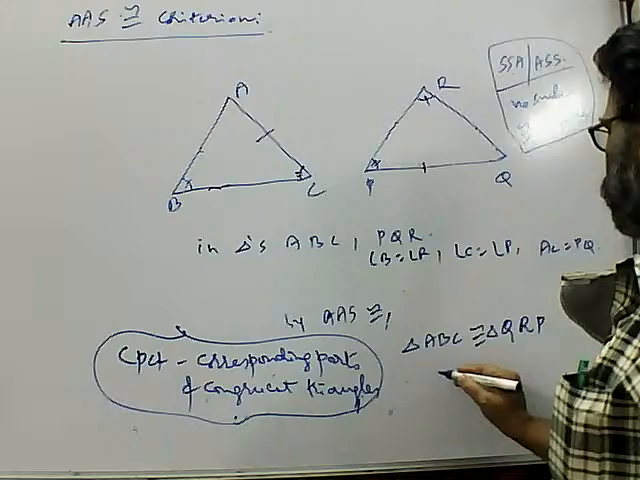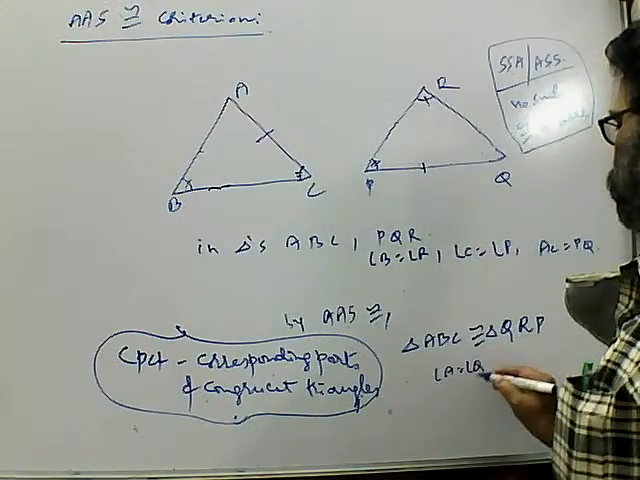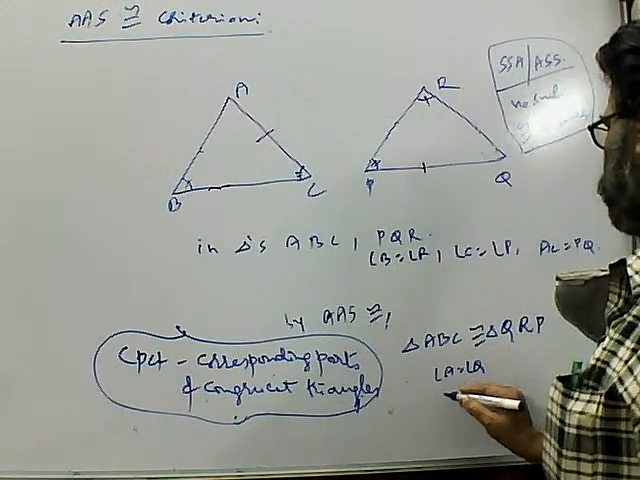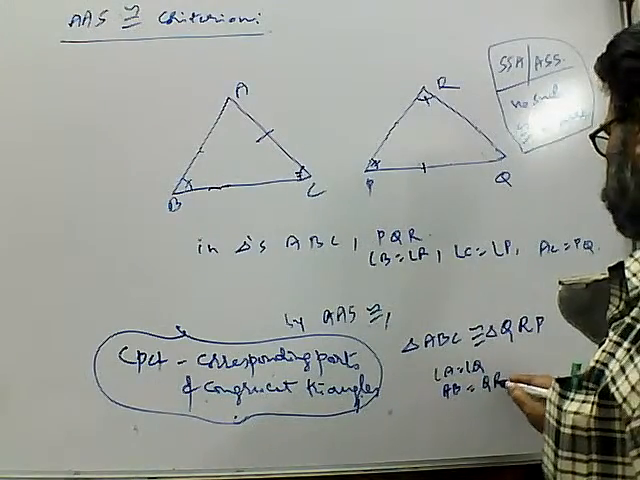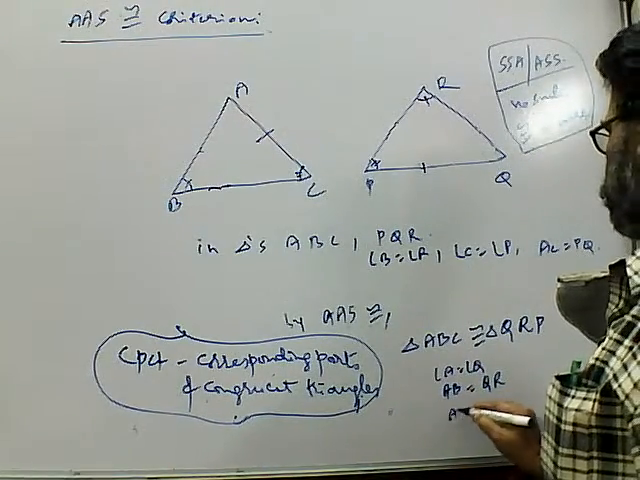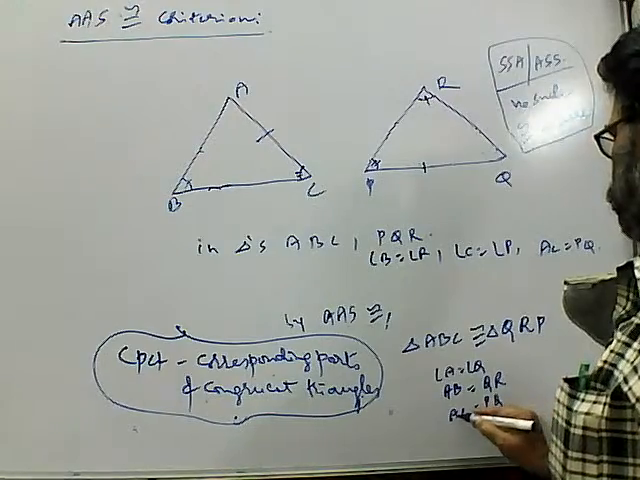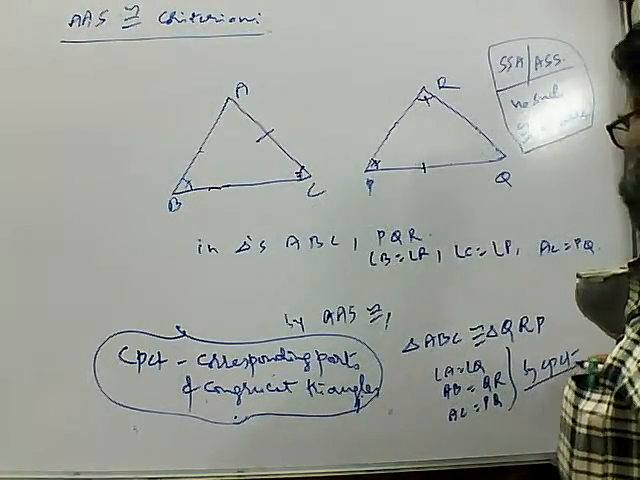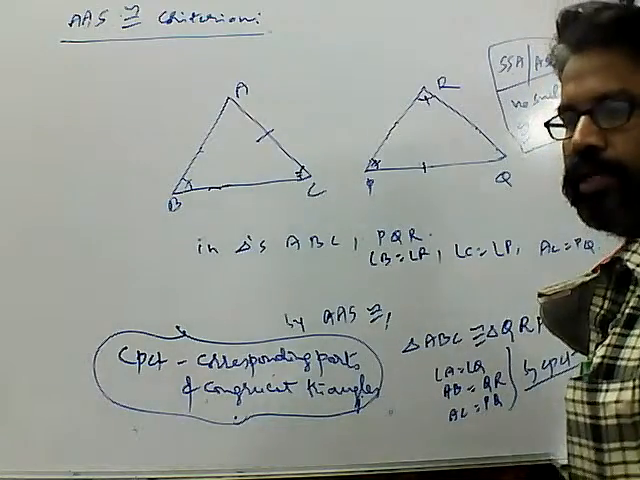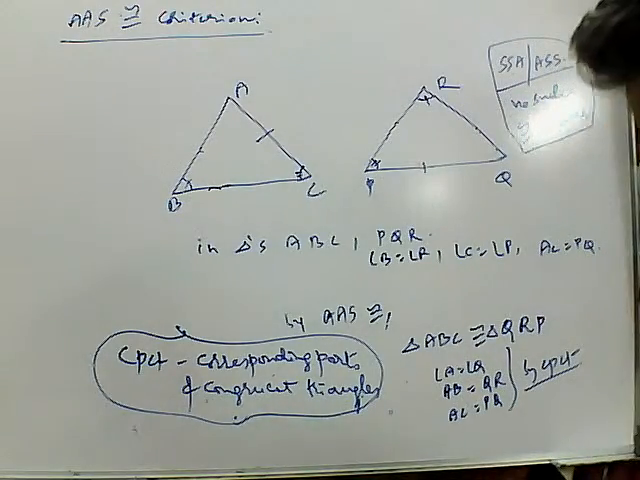Now, already you know B is equal to R, so A is equal to Q. So B, AC you got. So AB is equal to QR, and of the remaining two sides, AC is equal to PQ. This is by CPCT. Once congruency is established, corresponding parts of congruent triangles will follow.